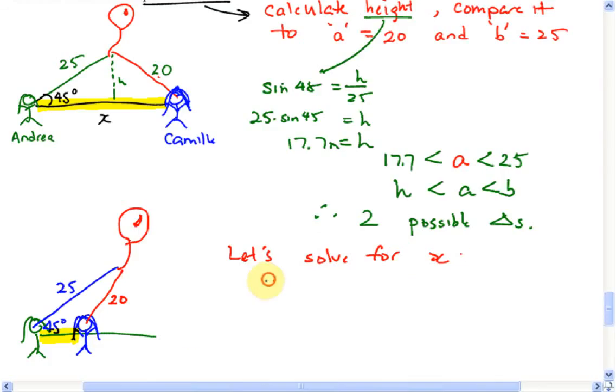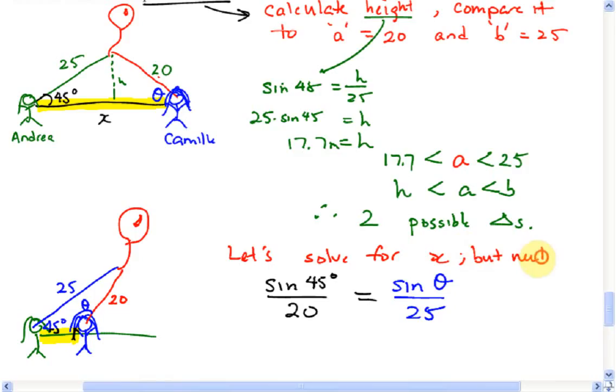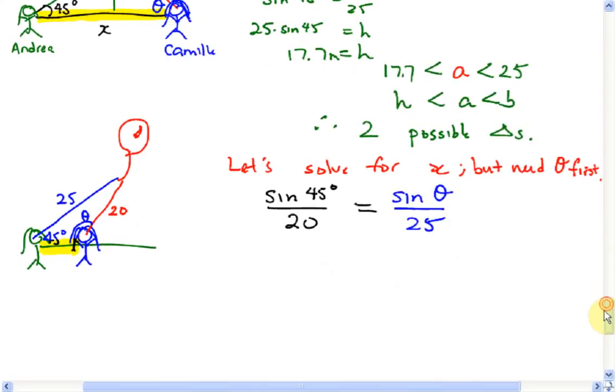Sine of 45 degrees divided by what number? 20. Good. Equals something over 25, so let's call it theta over 25. This is theta in this picture, and this is theta in the bottom picture. We're trying to solve for X, but we need theta first before we can solve for X. Then let's go ahead and solve. This is just the algebra stuff now.